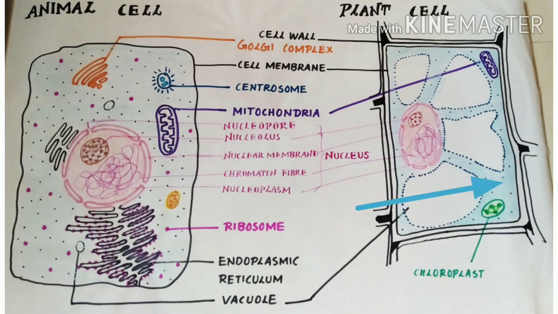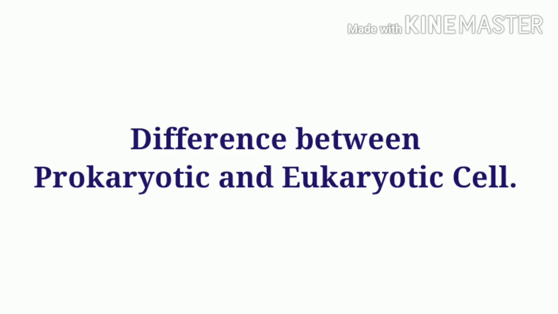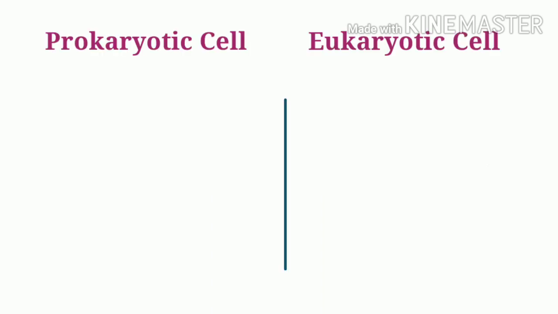The cytoplasm in plant cell is not so dense, but in animal cell, it is denser and more granular. In plant cell, the cytoplasm is found only as a thin lining which is mostly pushed towards the periphery. But in animal cell, the cytoplasm fills almost the entire cell. Now next we'll study about the differences between prokaryotic and eukaryotic cells.